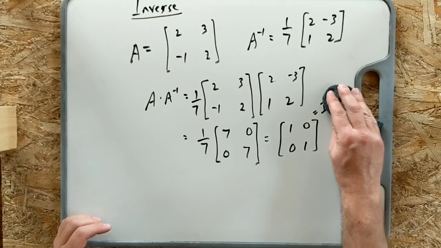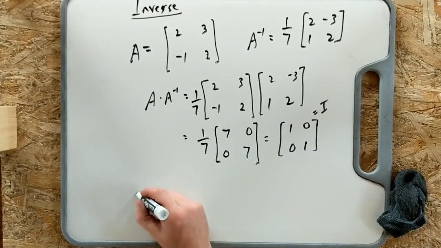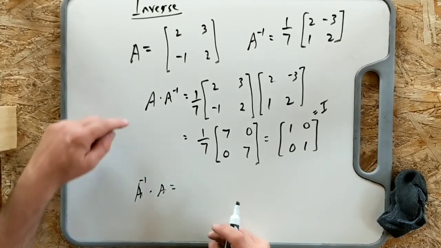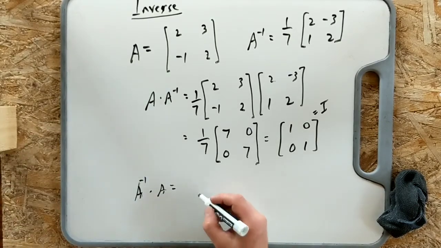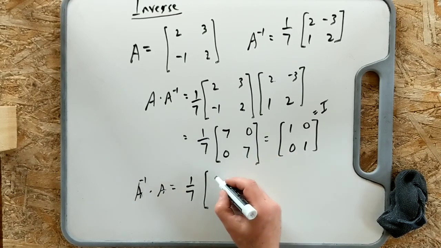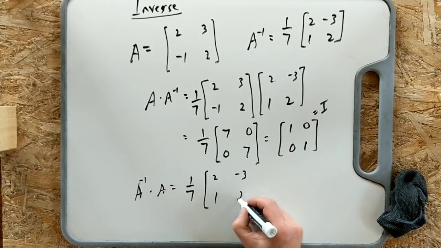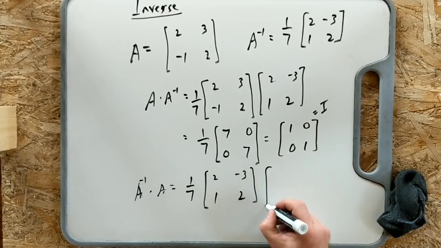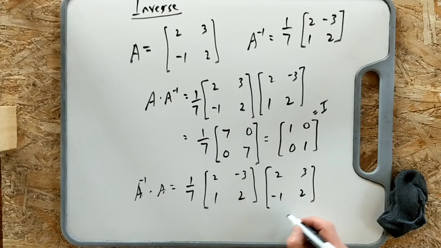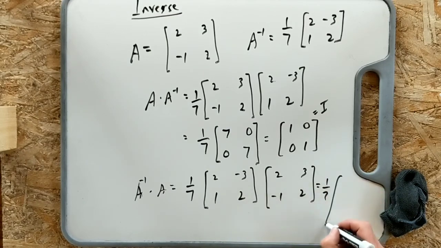Okay, now I'm going to do the inverse. Let's do the opposite one. I'll just do it down here. A inverse times A. Up here, I did A times A inverse. Now I'm going to do A inverse times A. Again, I'll put the 1/7 out front. A inverse is 2, negative 3, 1, 2 times 1/7. And then A is 2, 3, negative 1, 2. So I get 1/7. I'm running out of room here.